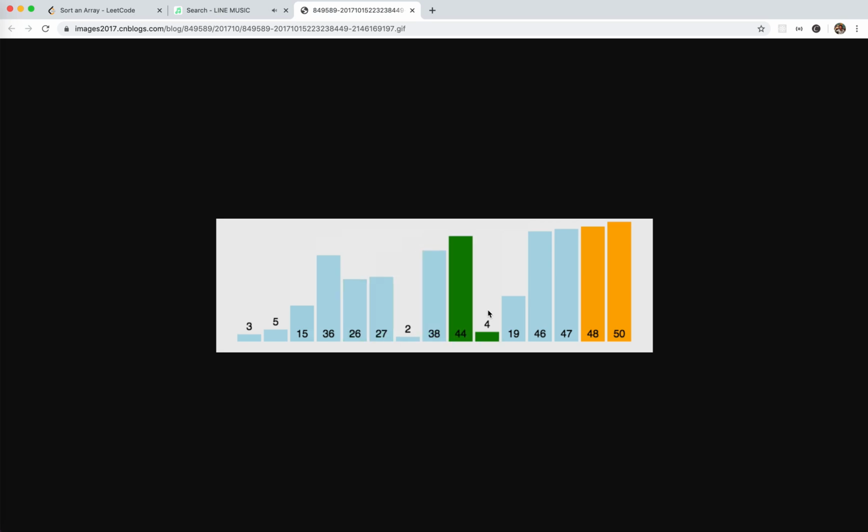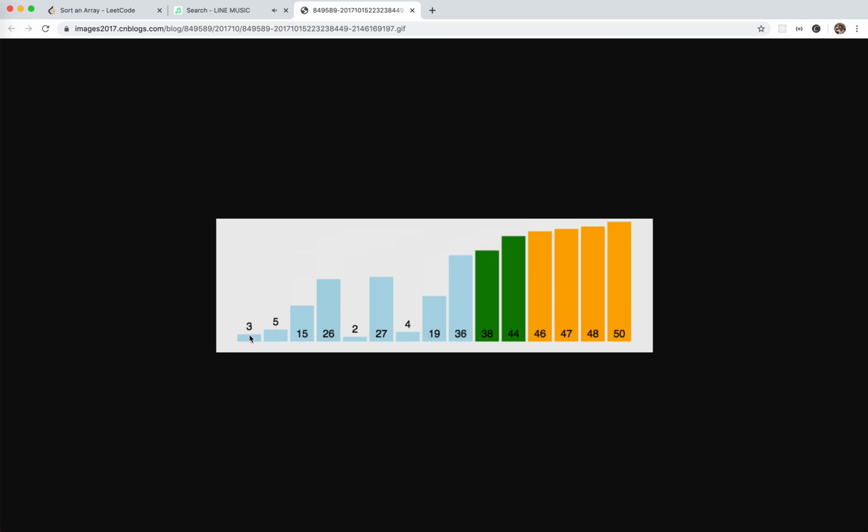What's the time complexity? It's obvious that there will be n rounds, and for each round there will be not exactly n, but in big O notation, it's n. So the time complexity will be n squared.